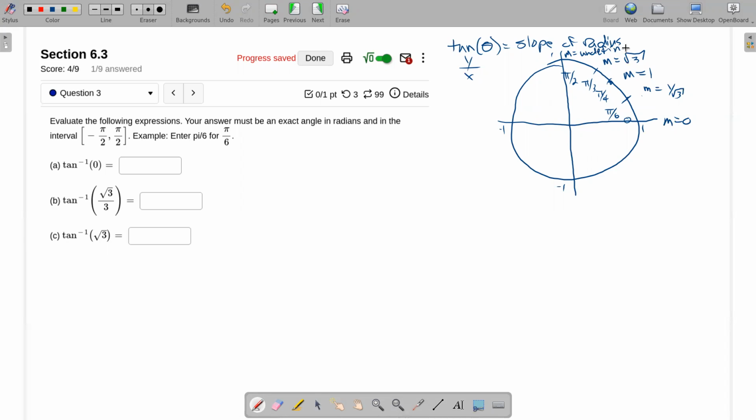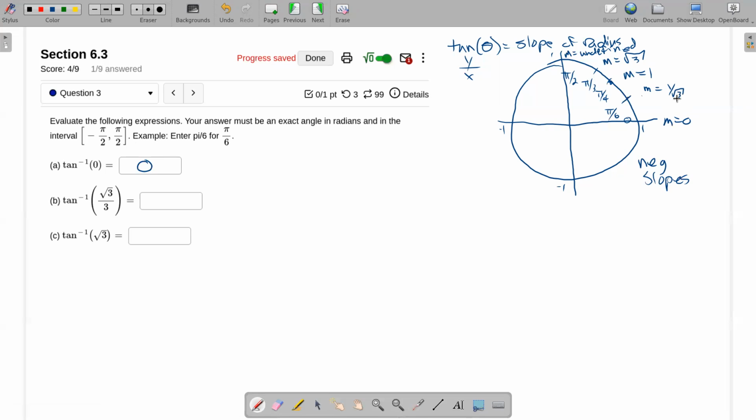So those are the special angle slopes. And if we were in the quadrant down here, we would just get all of those but negative. So we have negative slopes down here. So tangent inverse of 0 radians has a slope of 0. Tangent inverse of the √3/3, well, that doesn't match any of mine here.